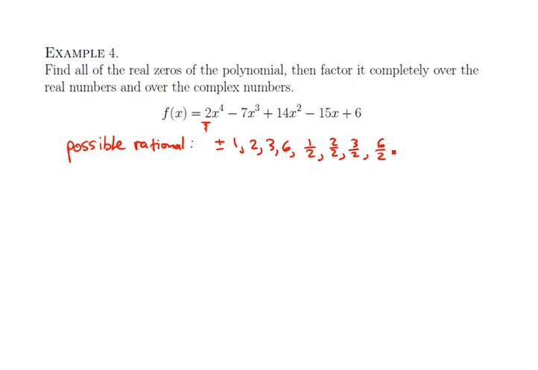And then from this initial list, we can see there is some redundancy there because 2 over 2 is just equal to 1, and we already had that on the list. 6 over 2 is just equal to 3, and we already had that on the list. So there are 12 possible zeros.